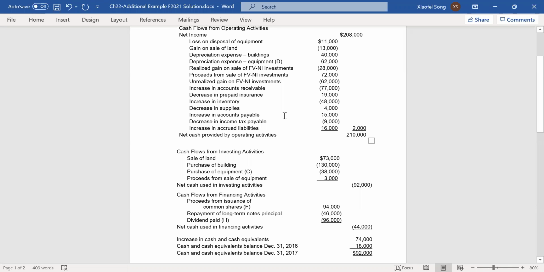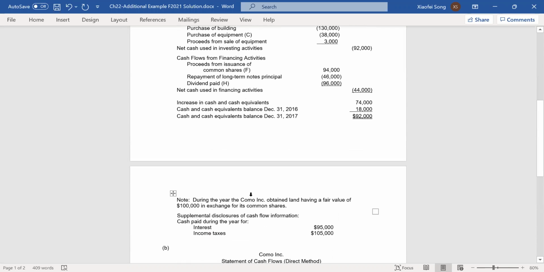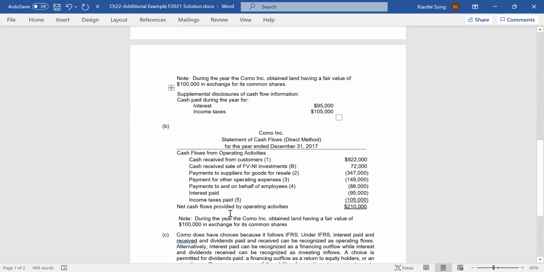So that's requirement number one. Don't forget the disclosure here: non-cash transactions, interest and tax paid. Now, if we use the direct method, the operating part will be different, okay? But also interest paid and tax paid will be there. So the disclosure information is just the non-cash transactions.